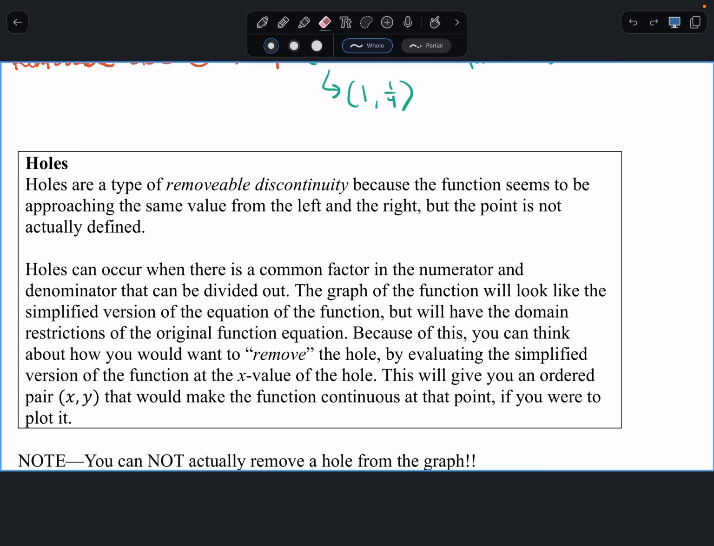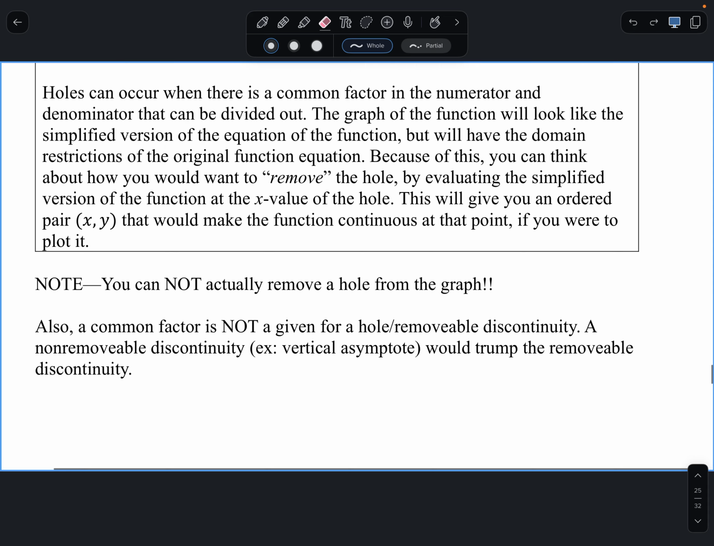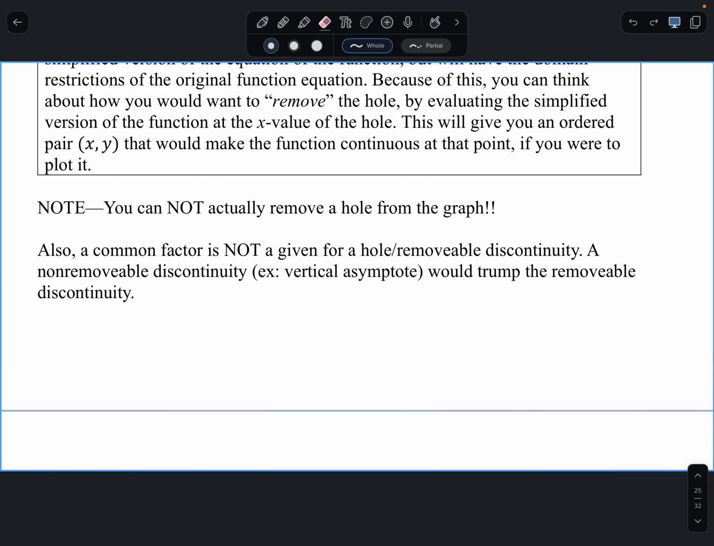This will give you an ordered pair that would make the function continuous at that point if you were to plot it, like if you were to remove it. Again, you cannot actually remove a hole from a graph. And a common factor is not a given for a hole or removable discontinuity. A non-removable discontinuity would actually trump the removable discontinuity.